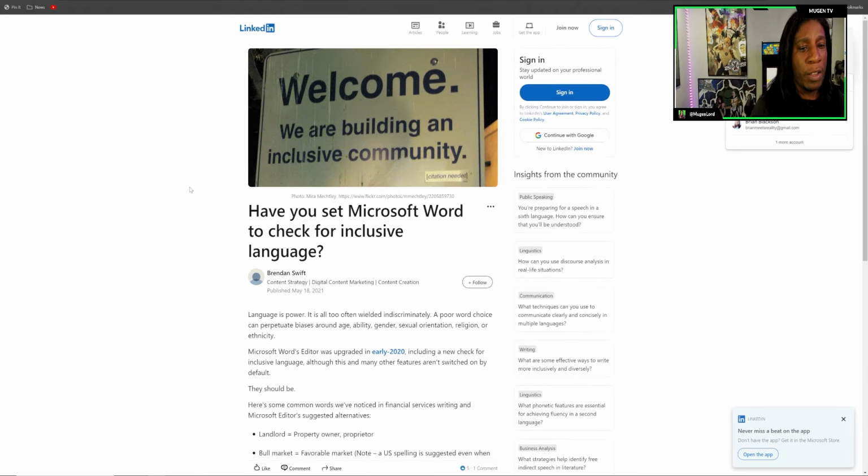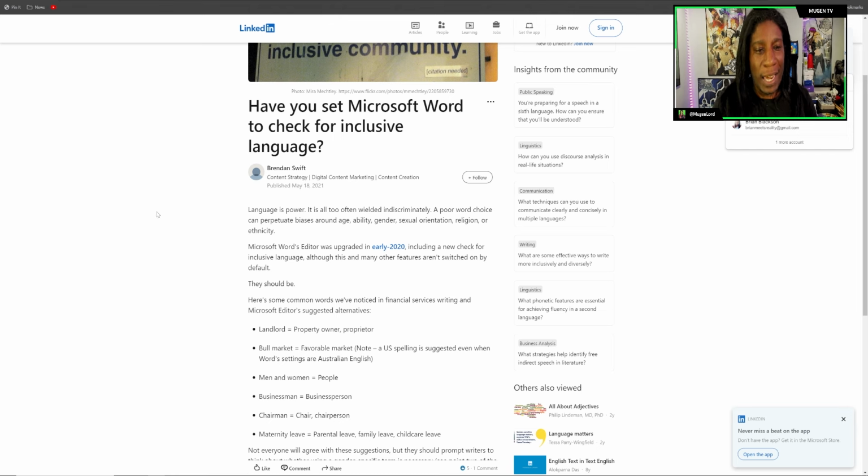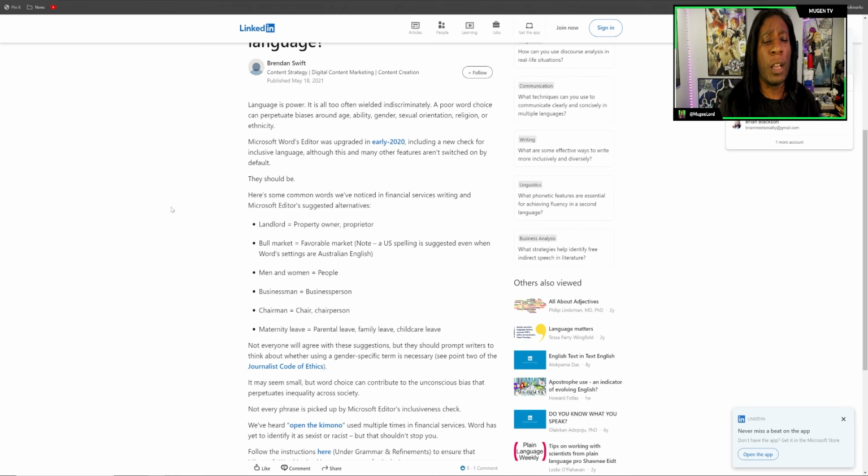And then you go to the site, I wanted to show you for a second. Even on LinkedIn, it says, have you set Microsoft Word to check for inclusive language? Language is power. It is too often wielded indiscriminately. A poor word choice can perpetuate biases around age, ability, gender, sexual orientation, religion, and ethnicity. Listen, don't you understand how these people are talking? Listen to the article that I just read about Epic Games giving out their guidelines, and then you look at this LinkedIn post talking about language. They all sound the same.